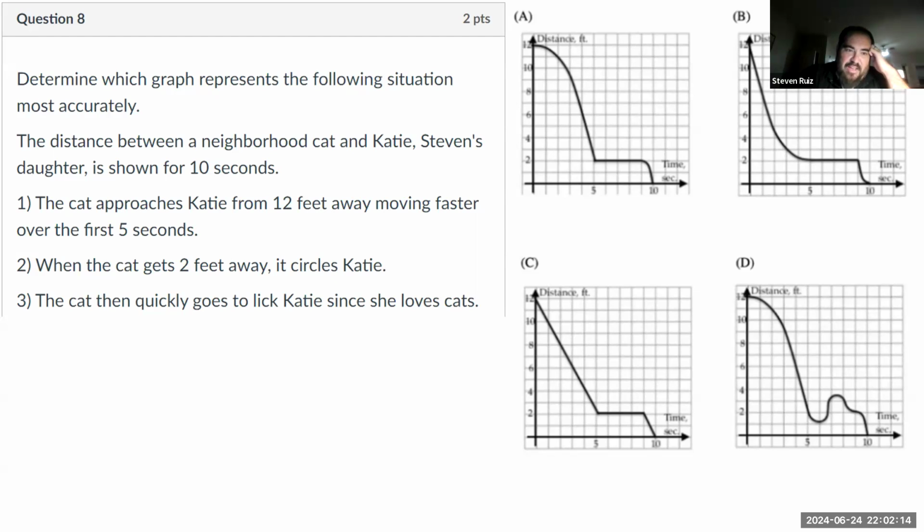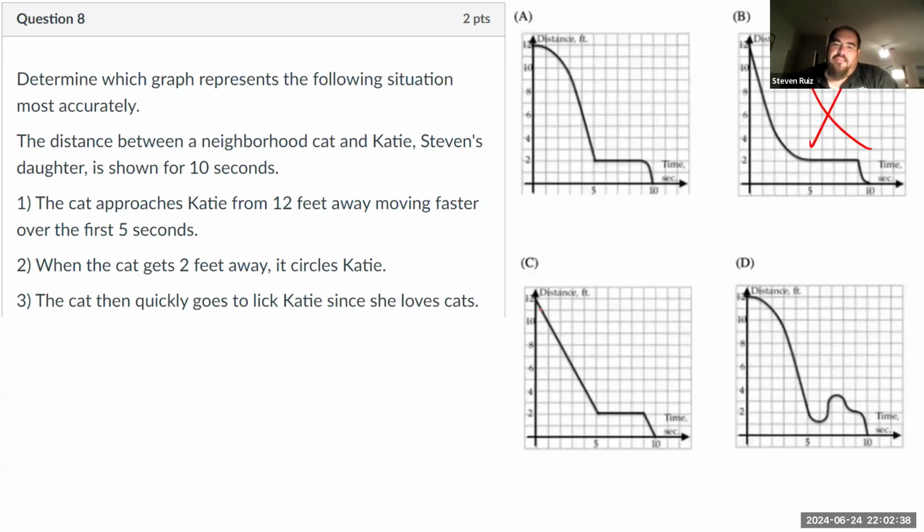As she's moving faster toward, the distance is going to be decreasing at a decreasing rate. Does A fit with that? I think so. Does B fit with that? No, B looks like the cat is initially moving rapidly toward Katie and then slowing down on the approach. So I'm going to throw out B.